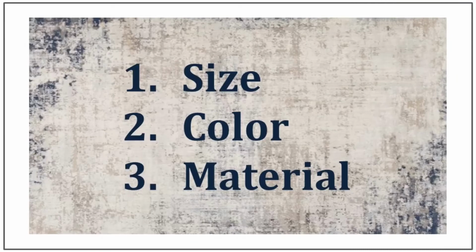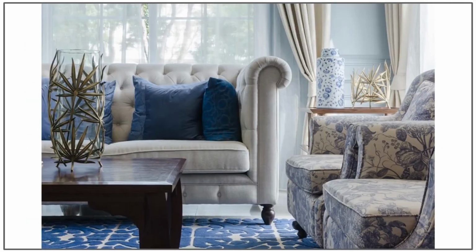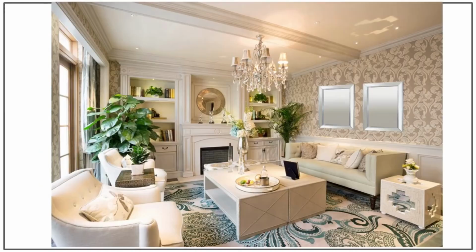Now, let's talk about what type of rug you should get in terms of color and material. So first, for color, I think it's great when the rug is the color of or has the colors of your accent colors. So if your accent color is blue, then find a rug that has a lot of blue in it.